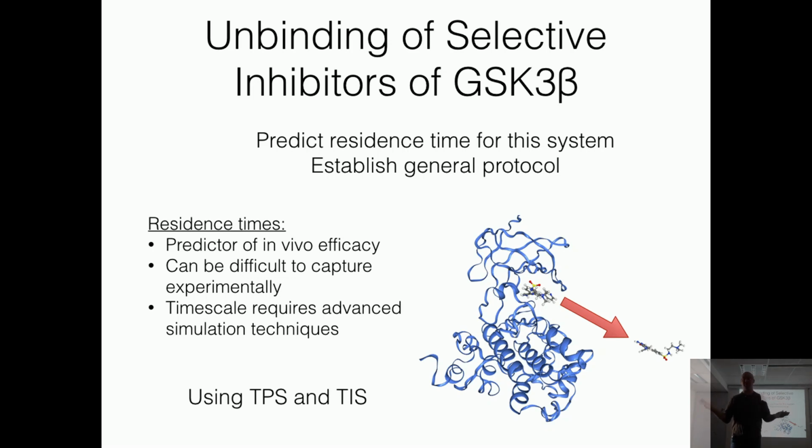Just from experiments and years of people looking into this, it turns out that the on rate almost never matters. The on rate stays about the same whether you change the drug, whether you change the protein, if you mutate a protein or change the drug in some way. But the off rate can vary by orders of magnitude. And so because of that, a predictor of the efficacy is just to calculate the off rate. It's hard to capture experimentally, and so we need advanced simulation techniques. We're using TPS and TIS for that.